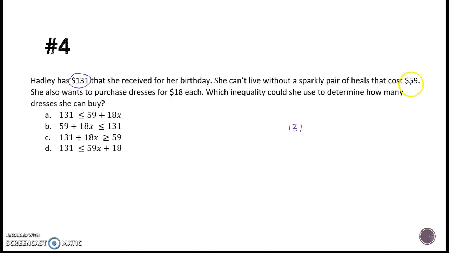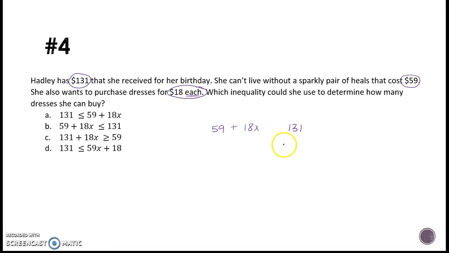She can't live without the sparkly heels. So she's buying the heels, $59. And she also wants to purchase dresses for $18 each. Each is my keyword here, which means I'm going to have it with X, right? Is she buying that as well or taking it away? She's buying it as well.